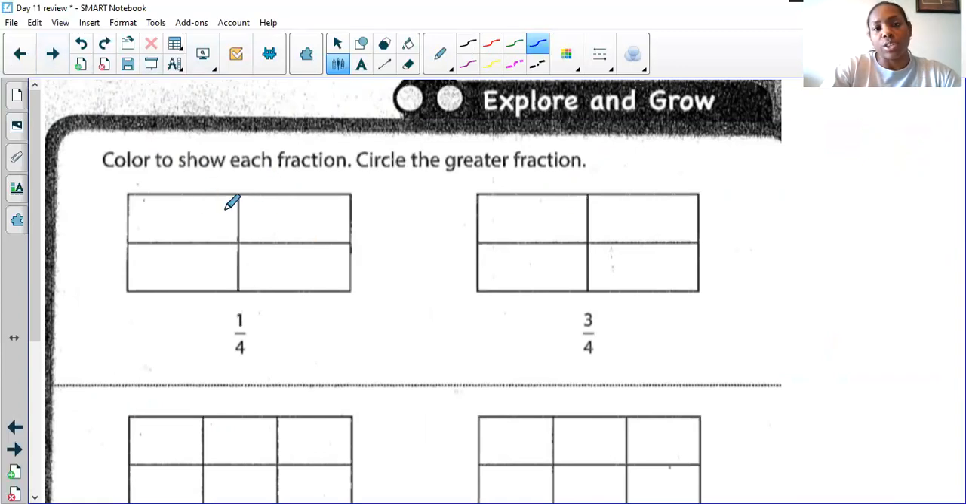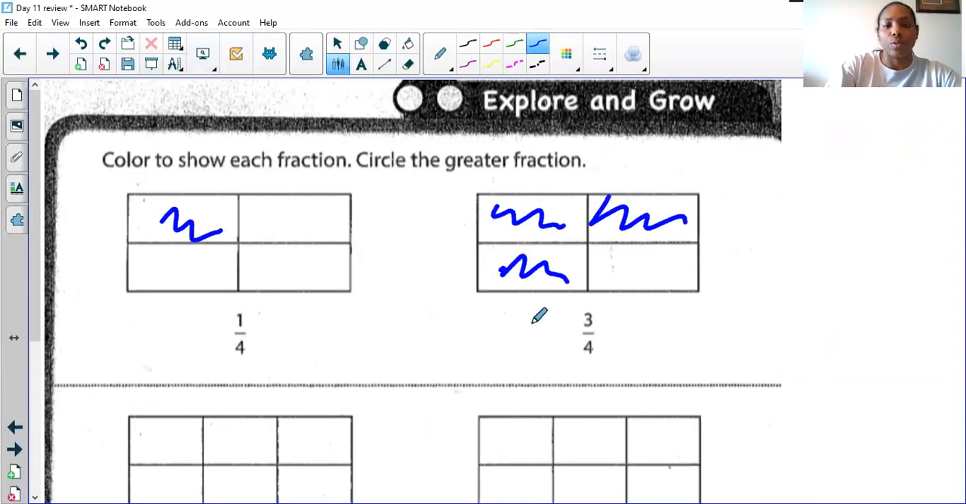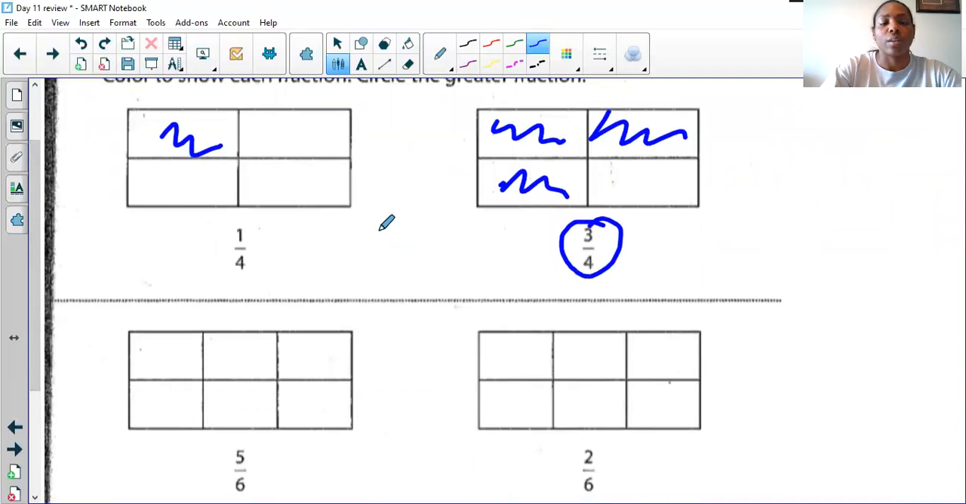Color to show each fraction. Circle the greater fraction. So we already know how I do. I don't color the whole thing in. So this one's asking me to represent 1/4, and the second one is asking me to represent 3/4. So which fraction would be greater? I colored in 3 parts to 1 part, and it shows that that's greater. So 3/4 is greater than 1/4, or if we read this correctly, 1/4 is less than 3/4.